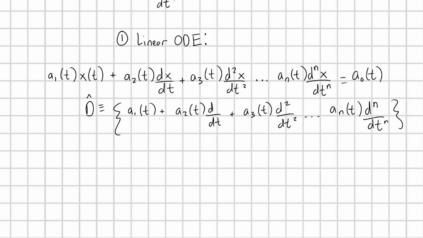If I choose to define my differential operator in this way, we can see that this equation up here reduces down almost immediately into a very, very nice form, where I take my differential operator D hat and operate it on x of t, and this is just going to equal a naught of t. Look how nice that is, right? I just take my differential operator, operate it on x, and it gives me a naught of t.